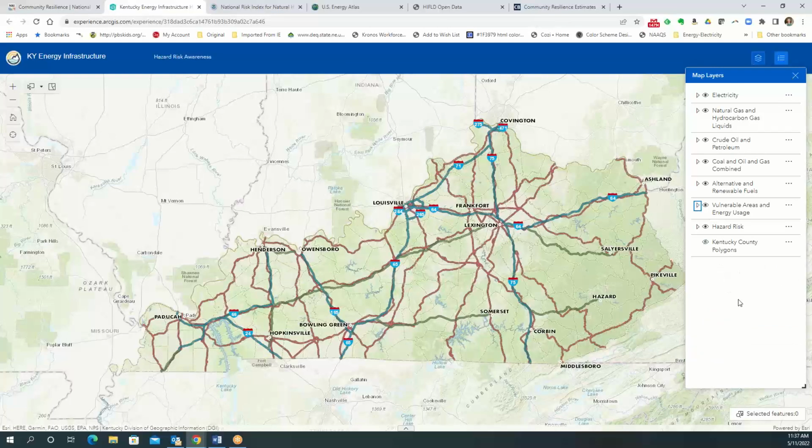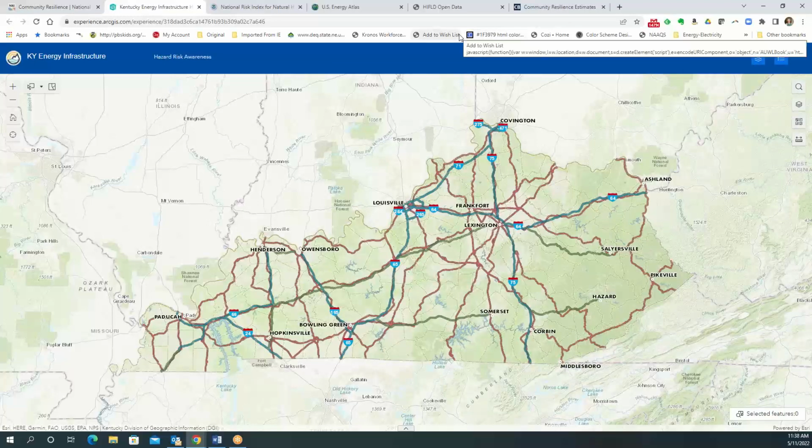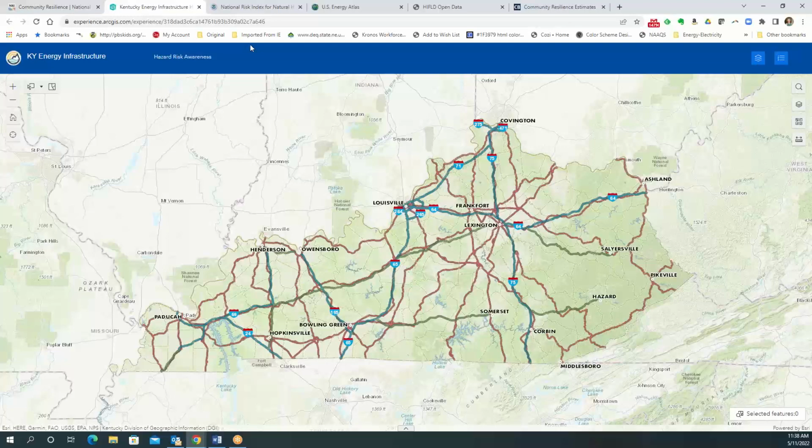And so that's our brief tutorial of our mapping experience. It really gives us our hazard risk awareness at the tips of our fingertips. It really has given us the ability to visualize our hazards in a way that we haven't been able to before, and also in relation to our energy infrastructure in the state.